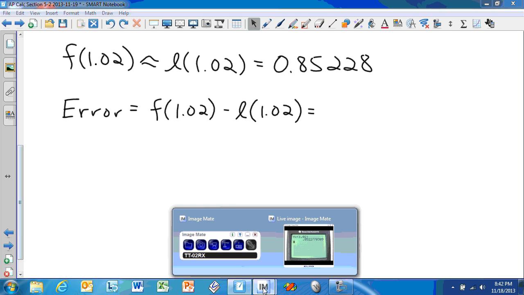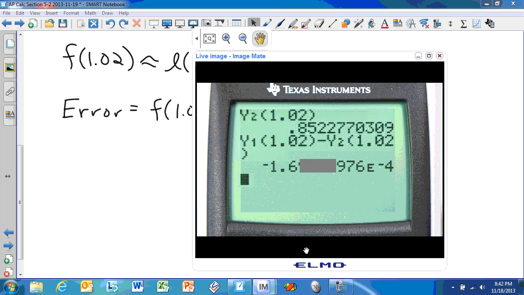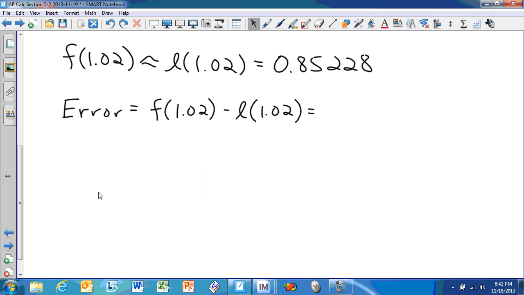And let's just use our calculator here to do that. So if I grab y1 at 1.02 minus y2 at that same value of x, 1.02, we get a very small number here, negative 1.69 times 10 to the negative fourth. So that's a really small number. It's a negative 0.000169. So a very, very small error. It's very close to the actual function value.